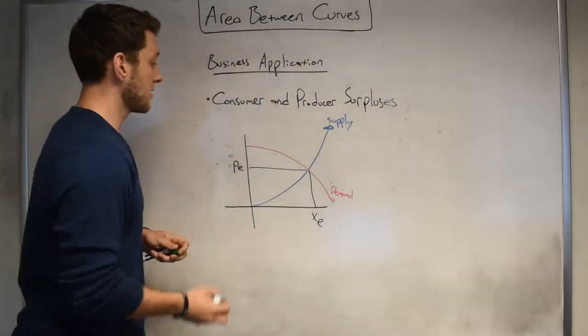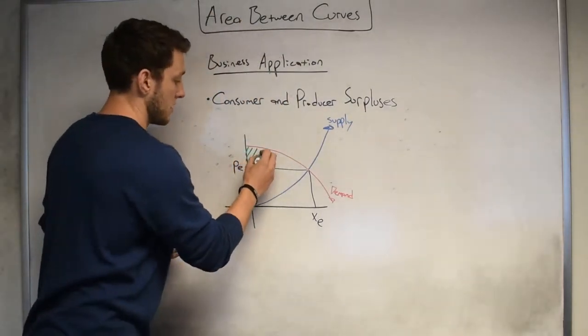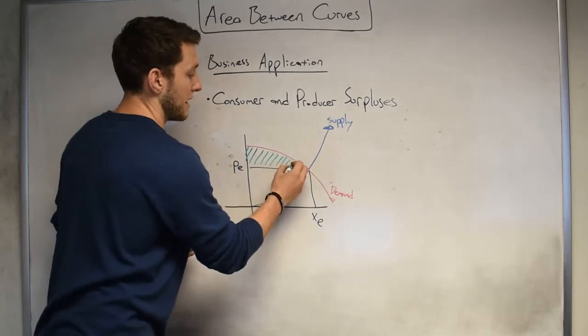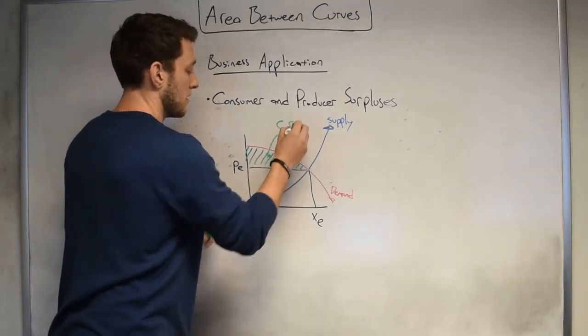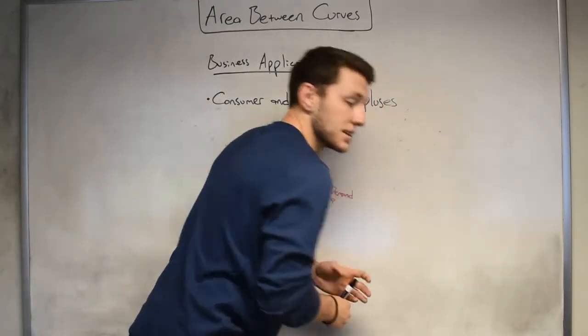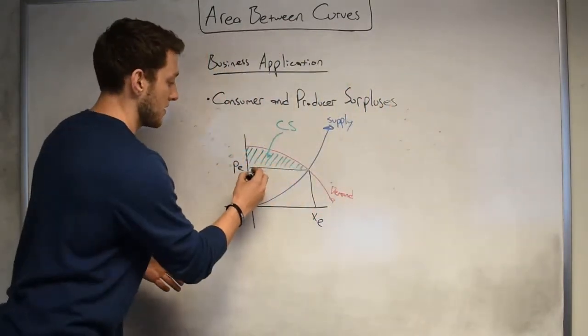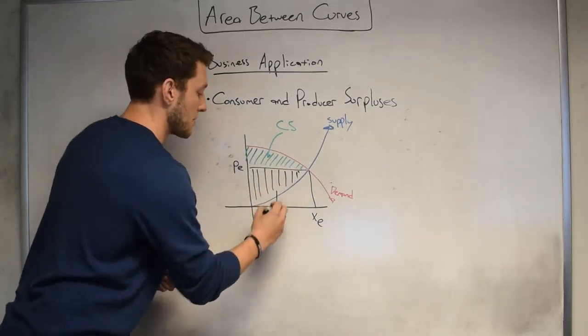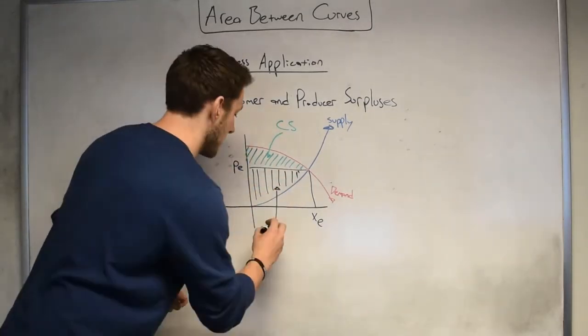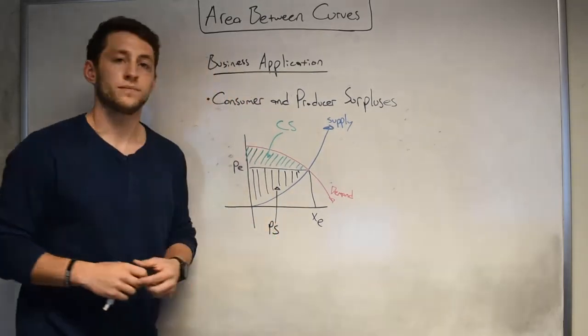It turns out that our consumer surplus will be represented by this area right here. And it turns out that our producer surplus will be represented by this thing right here.